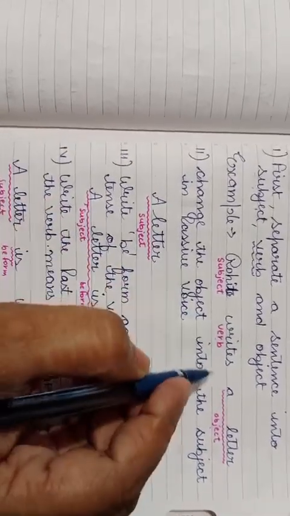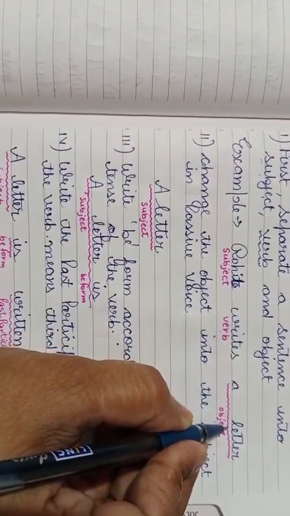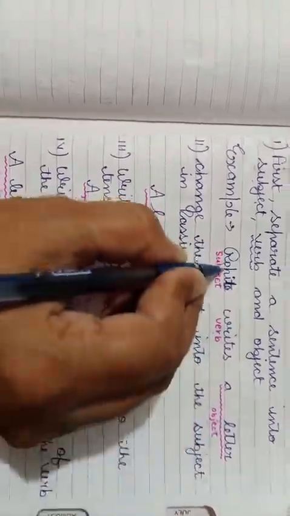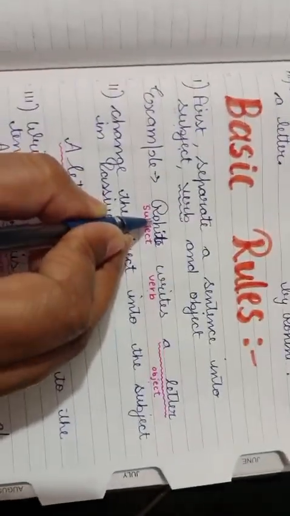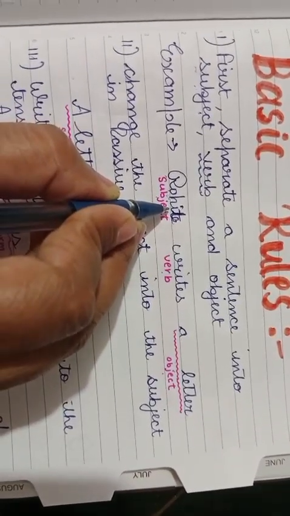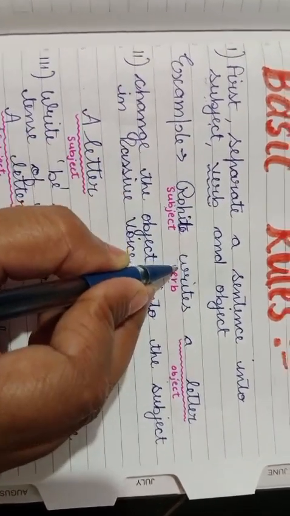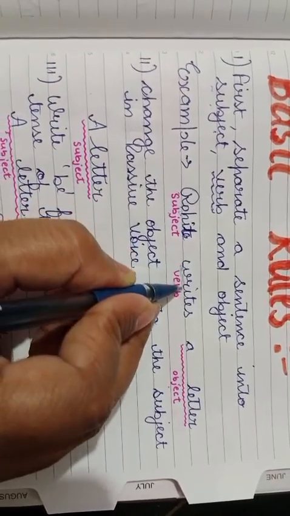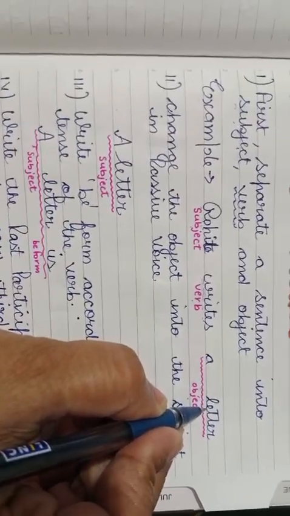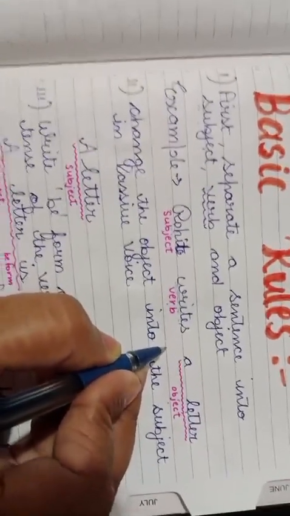For example, here what is the object, beta? Here the object is a letter and the doer is Rohit. Means Rohit writes a letter. Here Rohit is doing the action. So Rohit is a subject. And beta, one thing more, we can make the passive voice only of those sentences where the verb is a transitive verb. Transitive verb means the verb has an object also, means the sentences which have an object also we can change into a passive voice.